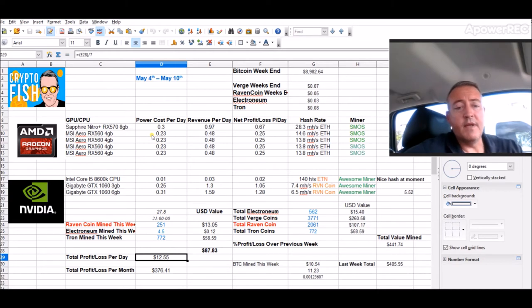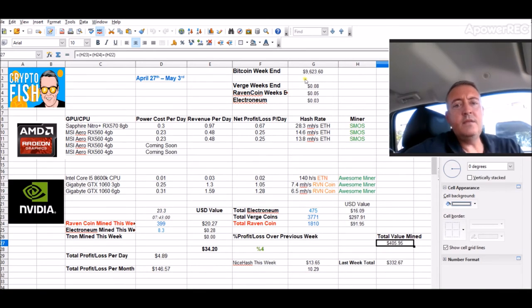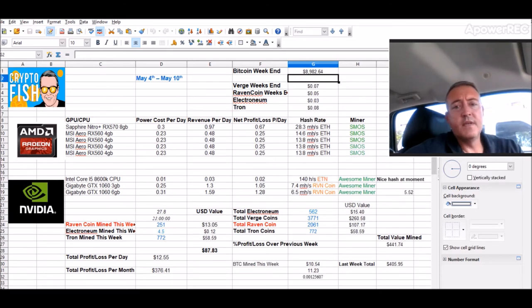I had some people donate to me, so this number was a little skewed that week, but I'm not complaining, as I'm sure nobody would. So anyways, total value mined, $441 that week. To date, that is my biggest week, because at this point, Bitcoin had started dropping. $8,900 this week, I think it was, $9,600 the previous week. So at this point, here's the ups and downs with cryptocurrency.